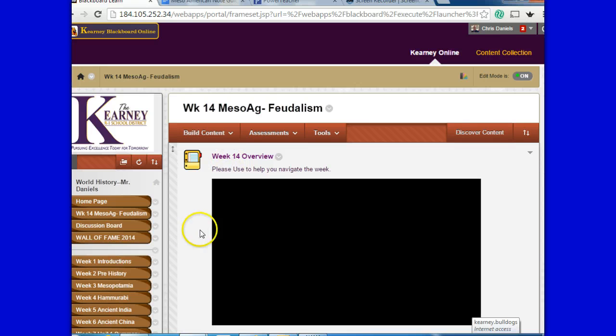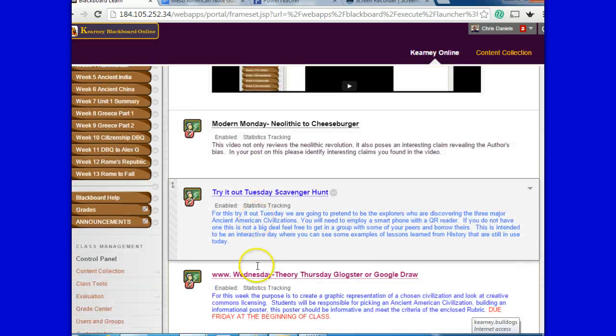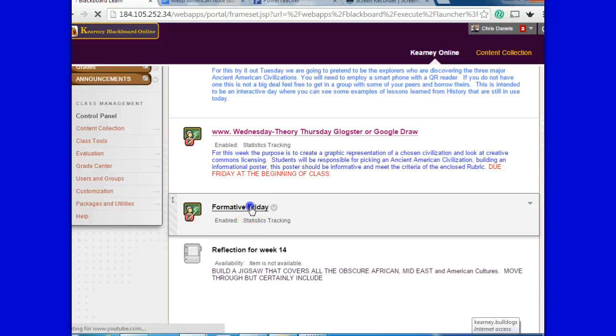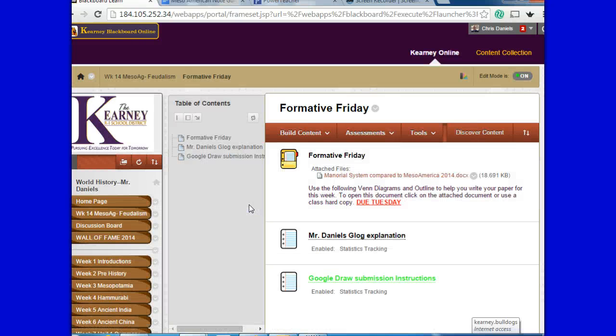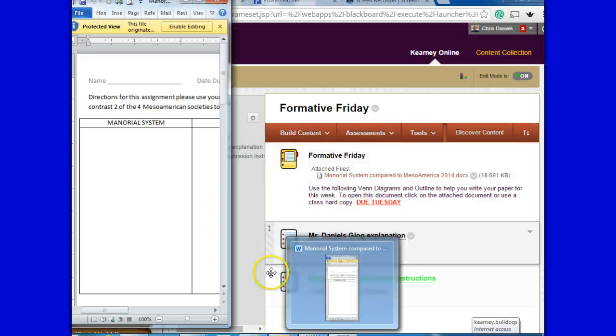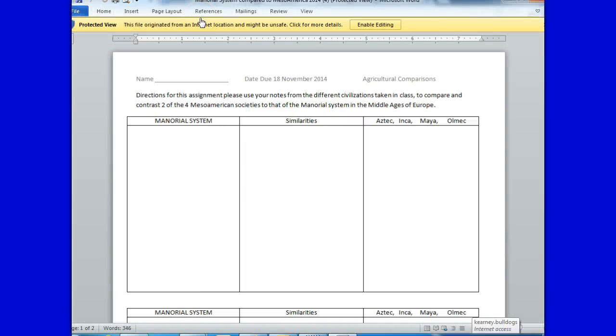Here's the overview of the week. This one talks to you about writing the paper a little bit, but let's dig into it just a little bit more. Formative Friday. What you're going to do is open up this document right here. As it comes open, you don't necessarily need to enable editing. What you're simply going to do is create a Venn diagram. This will be on the board for you.